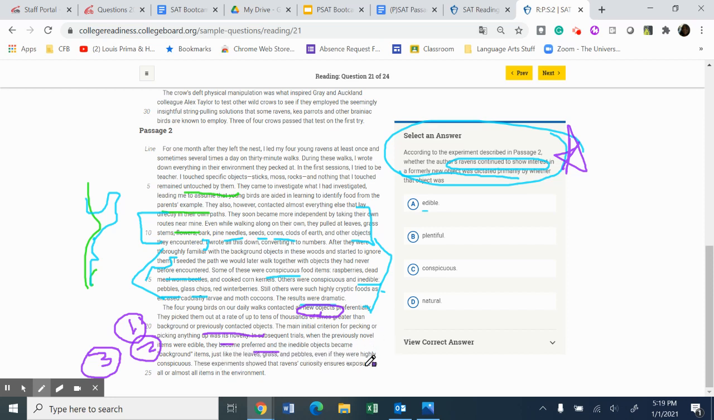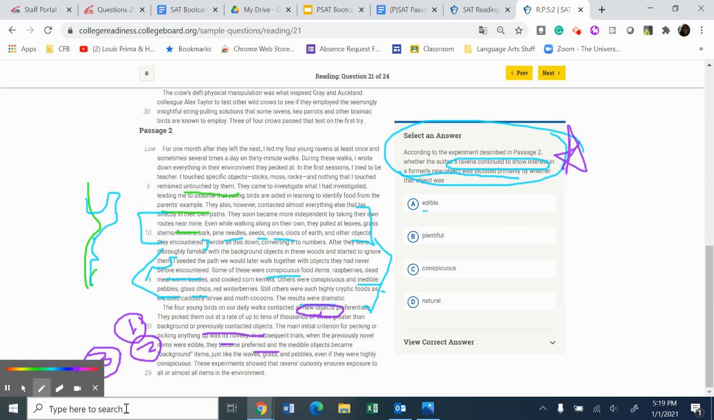Just like the leaves and grass and pebbles, even if they were highly conspicuous, these experiments showed that ravens' curiosity ensures exposure to all or almost all of the items in the environment. So it looks like they are noticing. That's his main claim. And the conclusion of that experiment was that they notice things. They paid more attention to it if they can eat it. And then finally, they just start ignoring things, whatever else he put there that were not edible.